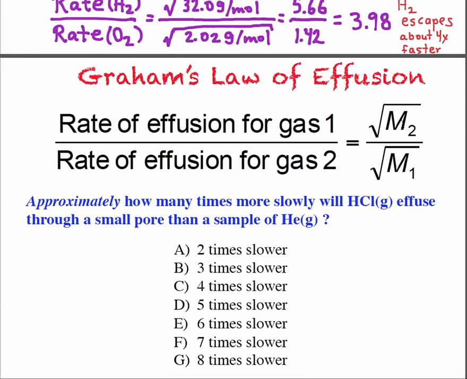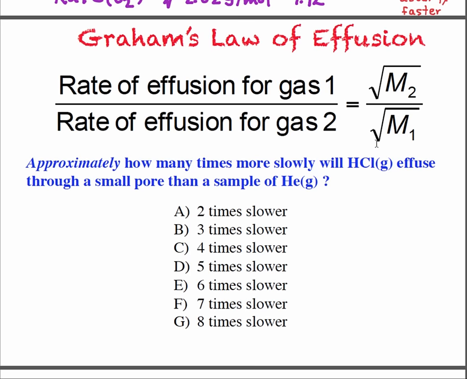So let me say it again. HCl weighs about 36 grams per mole. He weighs about 4 grams per mole. Square root of 36 is 6. Square root of 4 is 2. 6 over 2 is 3. Did I do that mental math correctly? 4 over 2. No, I did it wrong. No, I did it right. Square root of 36-ish is 6-ish. Square root of 4 is 2. So 6 over 2 is 3. Yeah, 3 times faster. Got it.